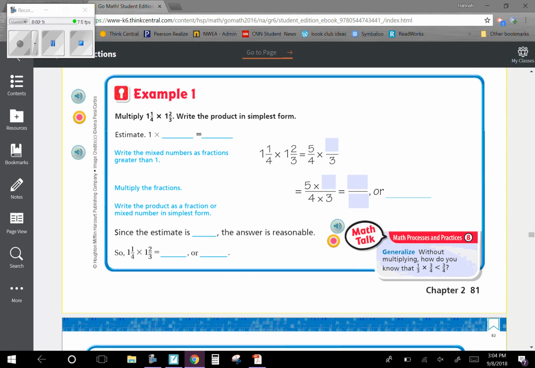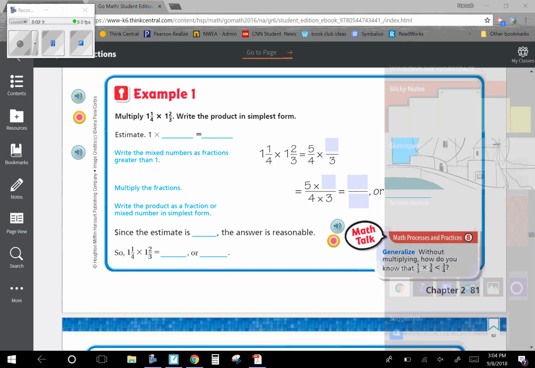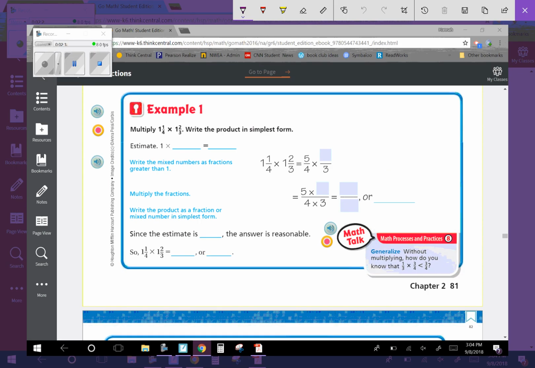Example 1. Multiply 1 1/4 by 1 2/3. Write the product in simplest form. So we're going to estimate this really quick. 1 1/4 is pretty close to 1. 1 2/3 is pretty close to 2. So we're going to estimate 1 times 2, which is 2.